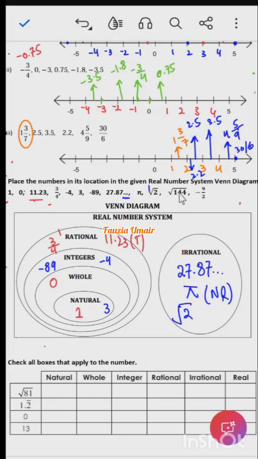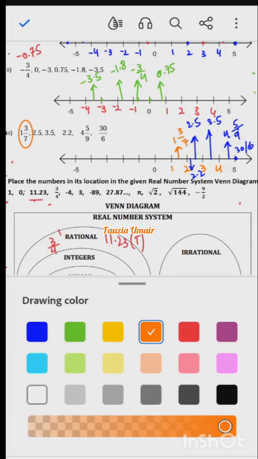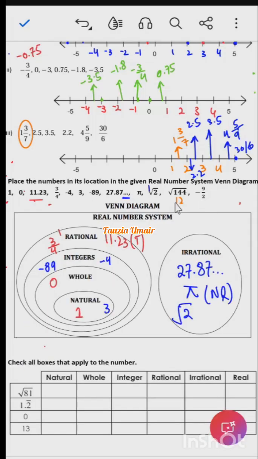व्हाट अबाउट 144 का स्क्वायर रूट? मैम 12, it is rational. 12 आता है, और 12 कहाँ पे जाएगा? Natural. नेचुरल नंबर्स में जाएगा. सो दिस इज 144, ये नेचुरल नंबर बिकॉज इसका आंसर 12 आता है. सो लास्ट इज -9/2. -9/2 इज -4.5. ये फ्रैक्शन ही है ना, तो फ्रैक्शंस किधर जाएंगी? यहाँ पर रैशनल. -9/2. ठीक है.